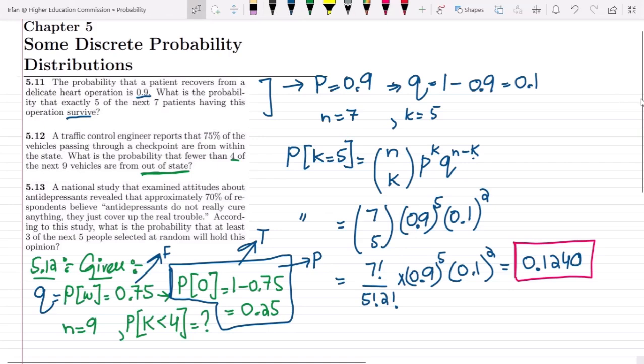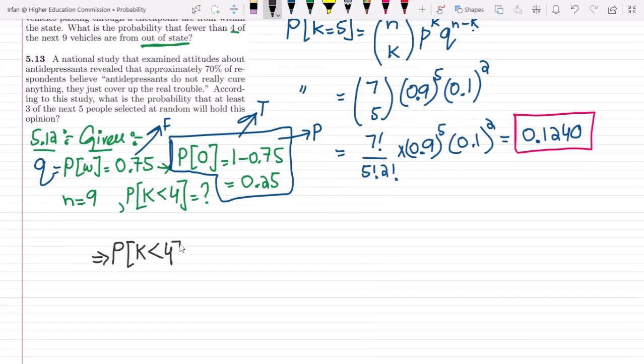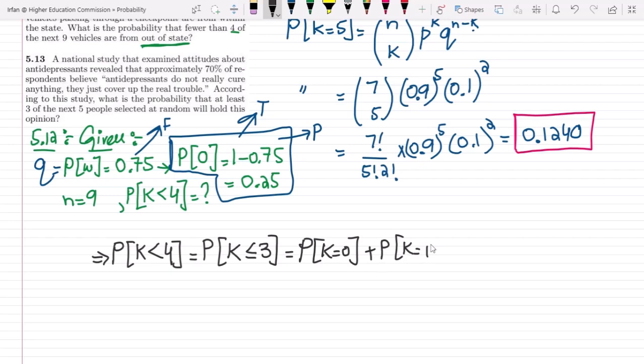Let me solve it here. I hope this statement is now clear to you. Finding the probability that k is less than 4 means the probability that k is less than or equal to 3, which we can find by adding all the values of k less than or equal to 3. So k equal to 0 plus k equal to 1 plus k equal to 2, and plus k equal to 3.